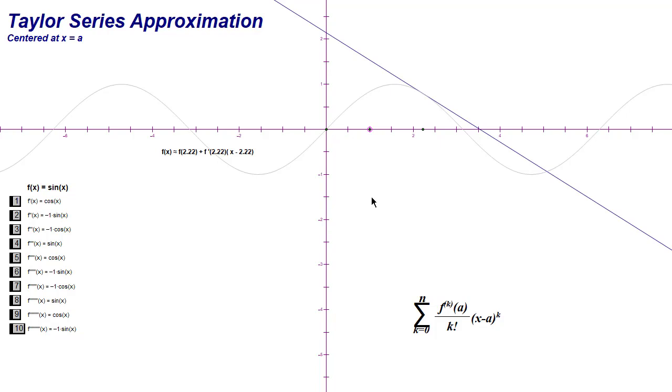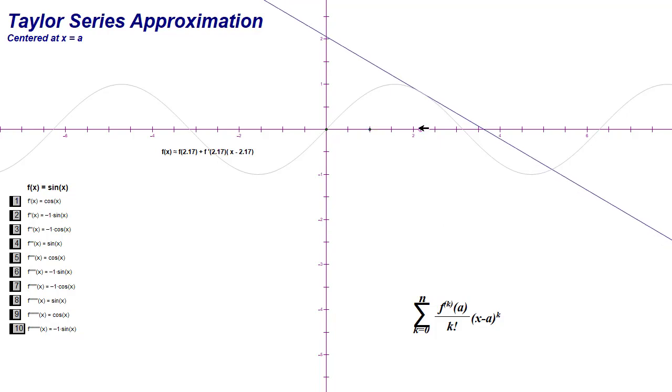So what is a Taylor polynomial? A Taylor polynomial, quite literally, is a polynomial that approximates a more complicated function. So in the gray, I have the sine of x. And this line right here is going to be my approximating polynomial. And I'm going to set some conditions for this approximating polynomial.